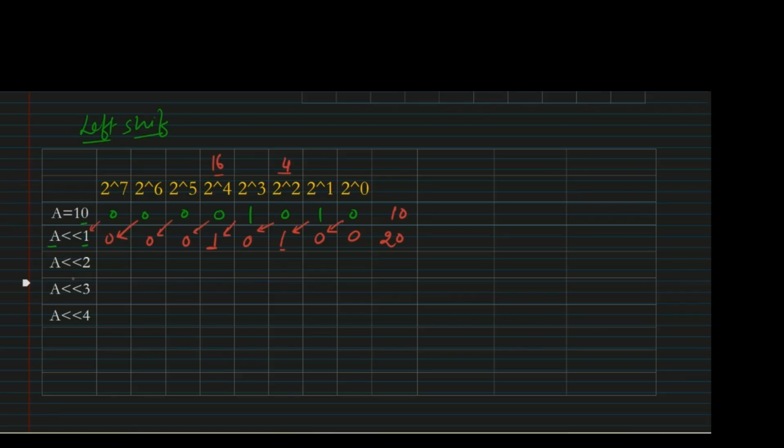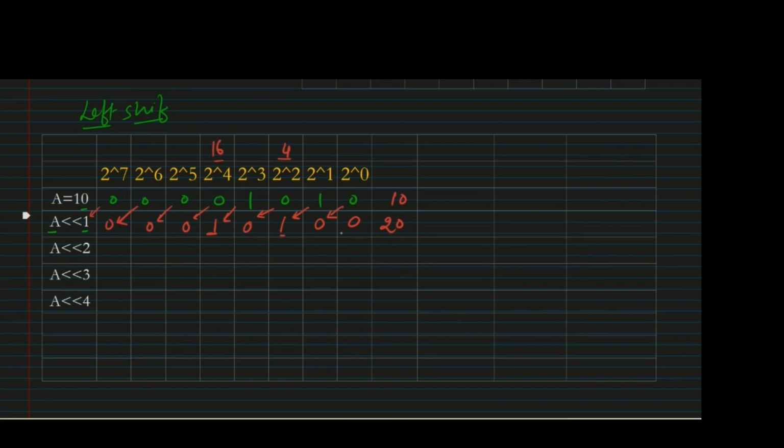So now if we again shift 10 by 2 towards left, what will we get? This 0 will be moved over here. Since we don't have anything over here, replace it by 0. This 0 will be moved over here. This 1 will come over here. This 0 here, 1 here, 0, 0. So now over here, this is 2 raised to the power 5, which is 32, and this is 2 raised to the power 3, which is 8, which will be equal to 40.